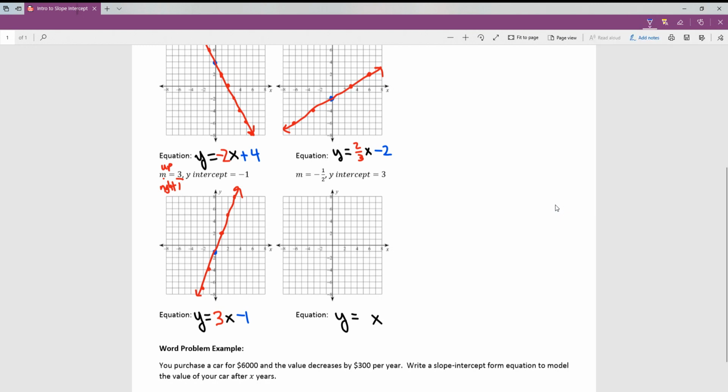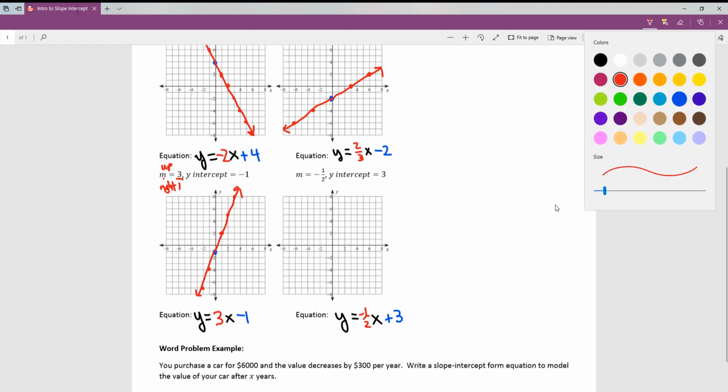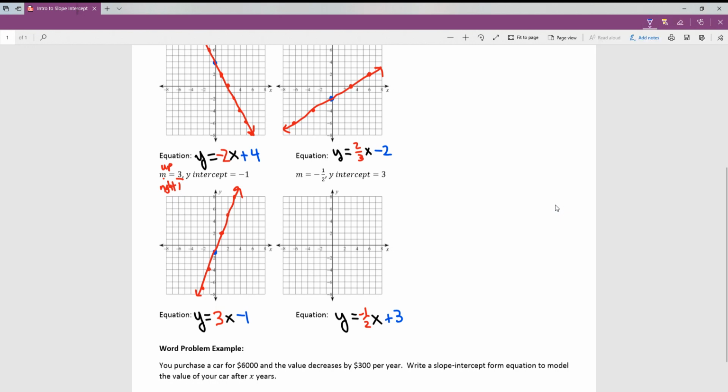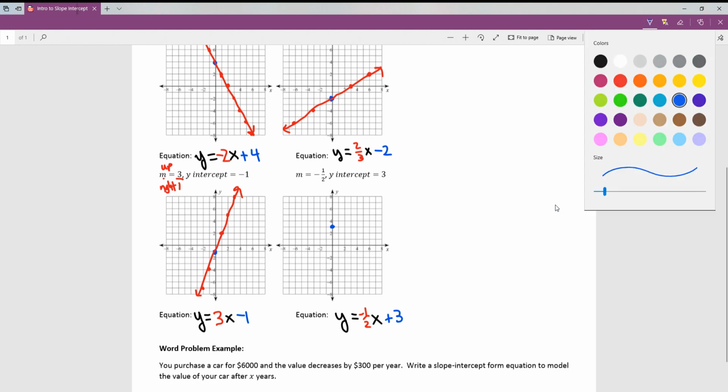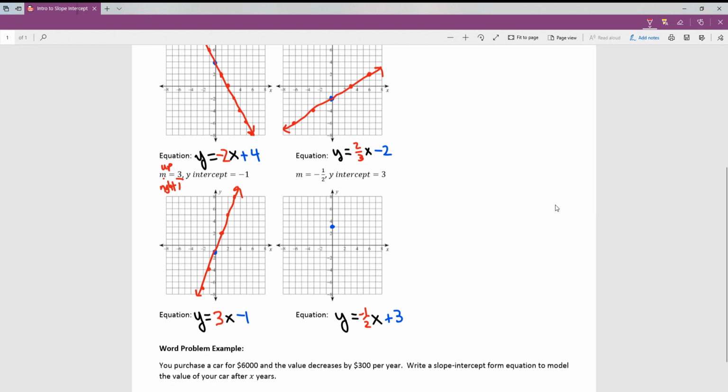Last one, same idea. My y-intercept is 3, so there'll be a plus 3 at the end of my equation. My slope is -1/2, and that goes in front of x. So my equation looks like y equals -1/2 x plus 3. To put this on my graph, start with my y-intercept, which is +3. So put a point on +3 on the y-axis.